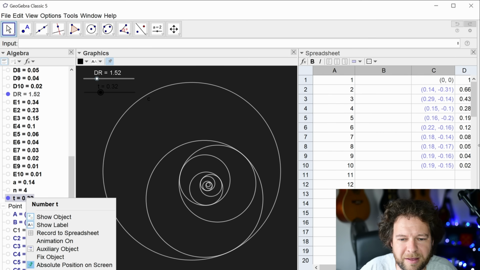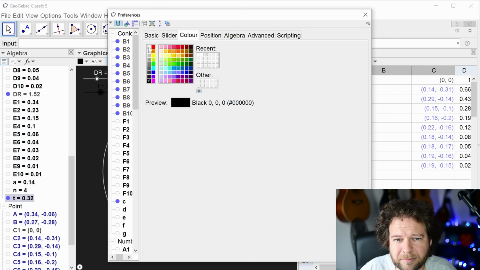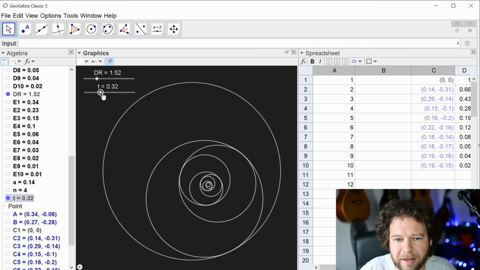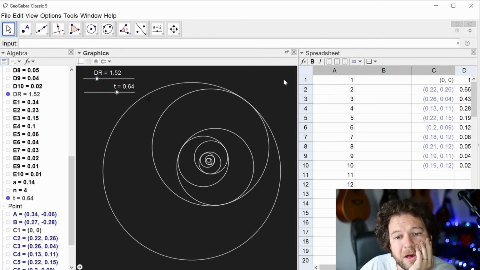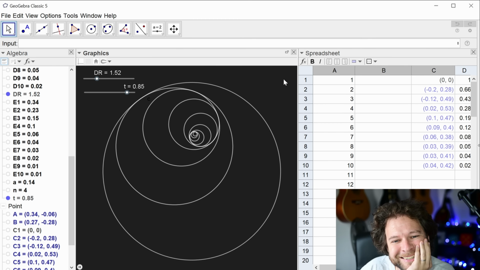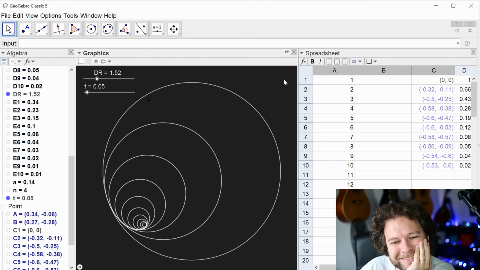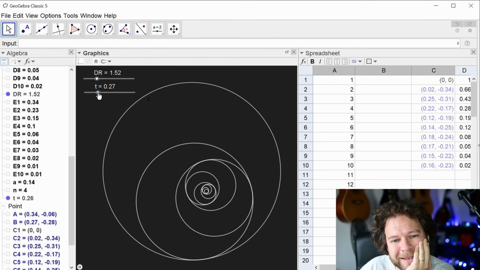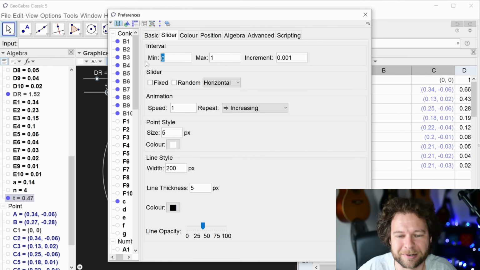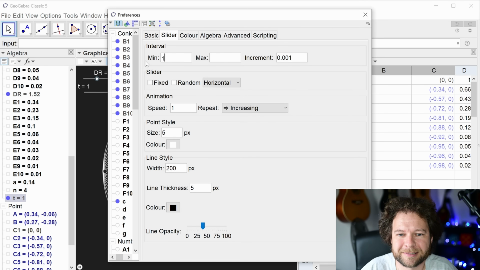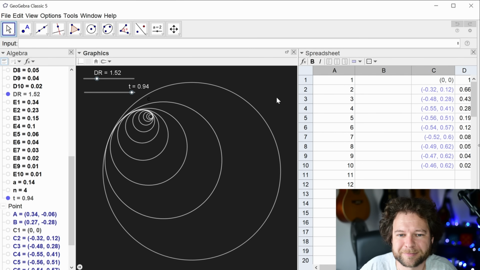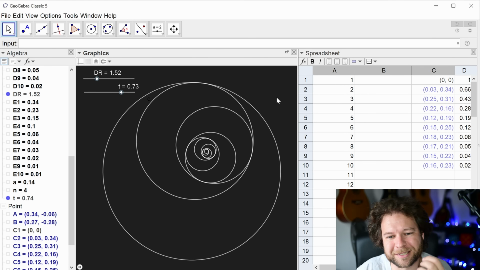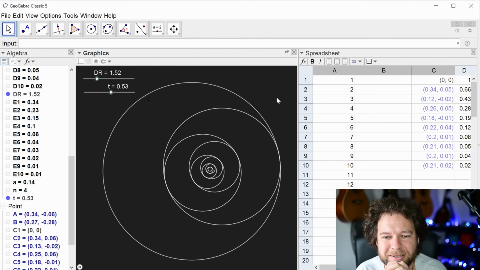Maybe I do need T to be visible here. And animate it again. Right, it's doing the right thing. I just want it to go the other way around. I mean, I could make T go between 0 and 1. Sorry, I can make it decreasing. There we go. That's fine. And it's not quite the same because it's all sort of centered on the left-hand side.